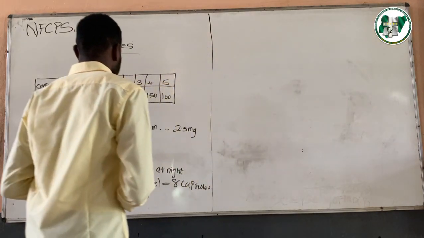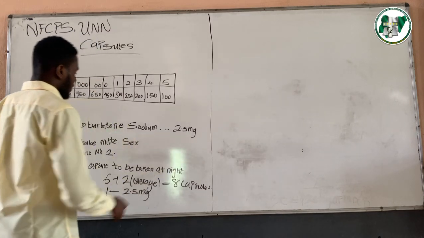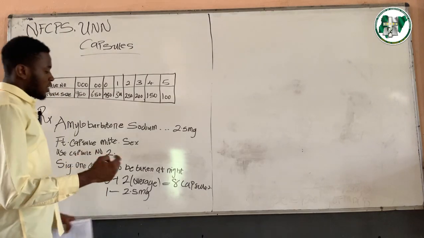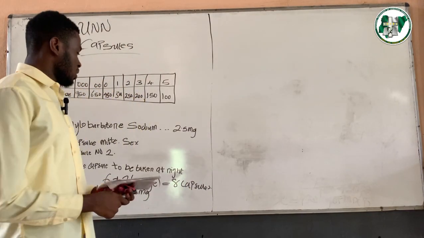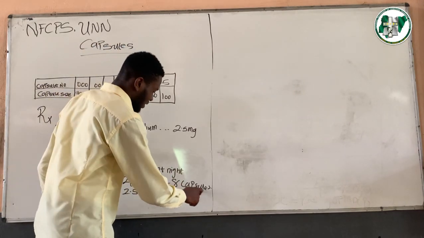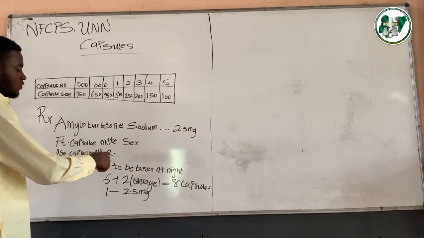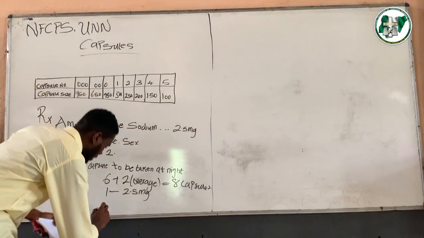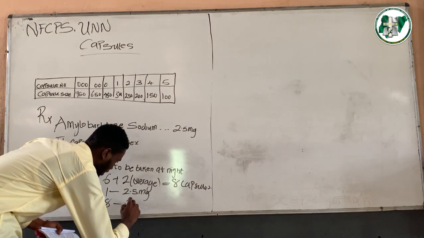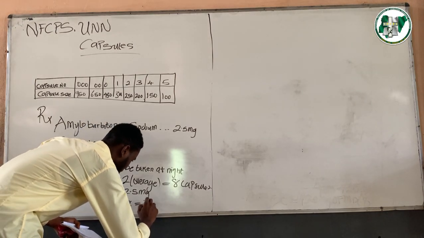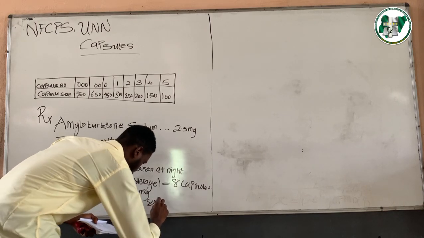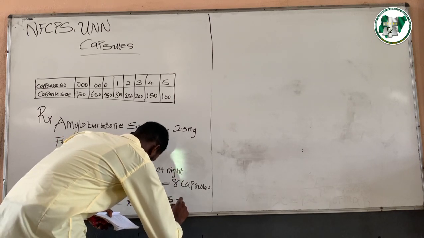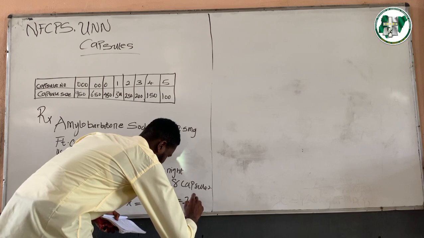So this next question talks about preparing amylobarbitone sodium 2.5. Now we're asked to make and send 6 capsules. Remember I told you about adding an overage to give an even number. 6 capsules plus 2, which is our overage, will give us 8 capsules. For this preparation, 1 capsule must contain 2.5 milligram. If 1 capsule must contain 2.5 milligram, how much will be contained in 8 capsules? When we do our cross multiplication, we get 8 multiplied by 2.5, which gives us 20.